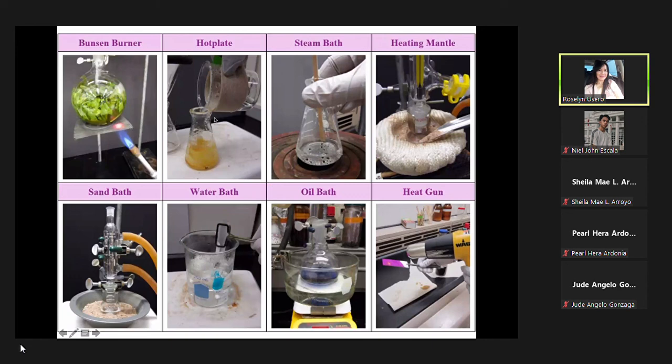Okay, these are the different heating apparatus. This one is of course the Bunsen burner. This is the hot plate, and steam bath. This one has iron rings, rings just to fit what you are heating. Next, this is a heating mantle. And this one is a sand bath.